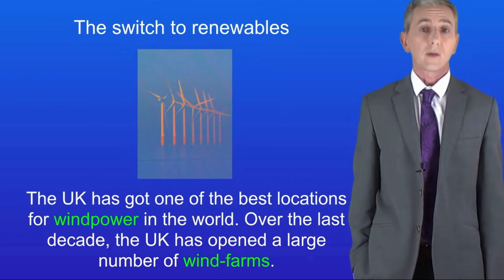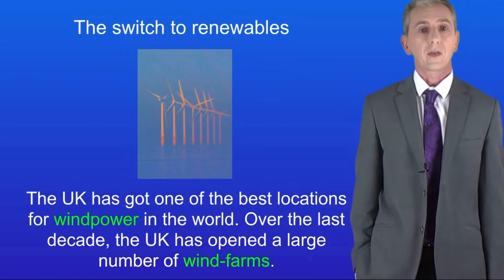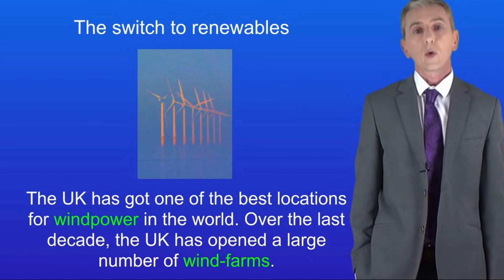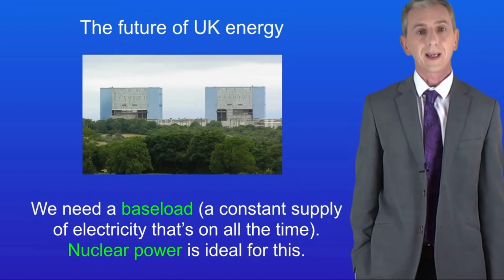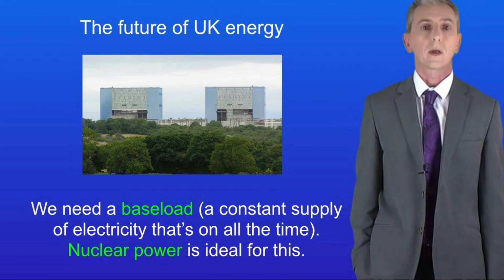Now, as we said in a previous video, there is a problem with renewables, and that's reliability. For example, wind speeds can vary, and that affects the amount of electricity generated. Now, we can address that problem in two ways. First, we need a base load. In other words, a constant supply of electricity that's on all the time.